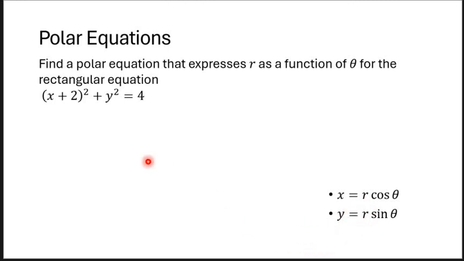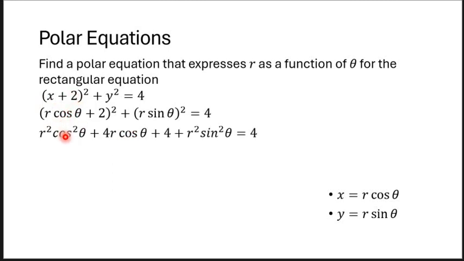Here are the conversion equations. We replace x with r cosine theta and y with r sine theta. I can square this, but I have to FOIL it. When I FOIL it, I'm going to get r squared times the cosine squared of theta when I do first times first. Outside is going to be 2r cosine theta. Inside is going to be 2r cosine theta. So I get 4r cosine theta.